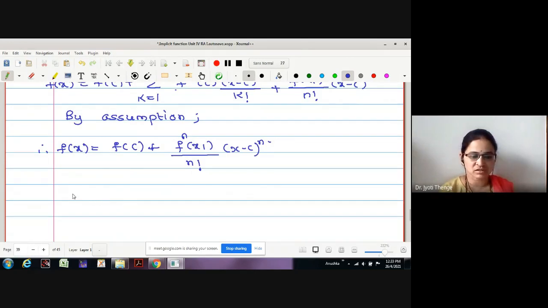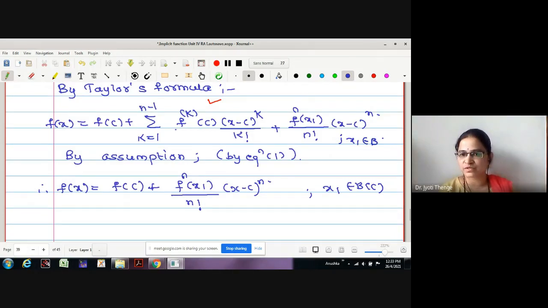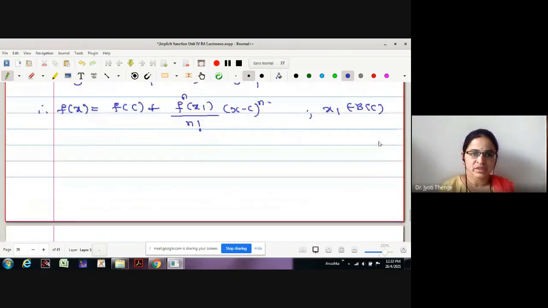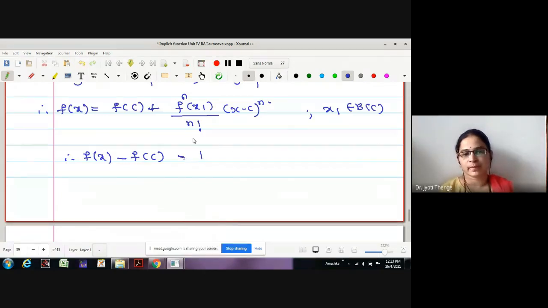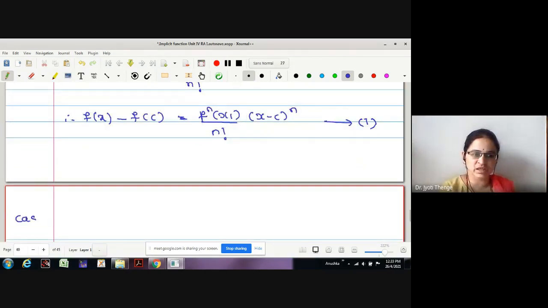Now, by equation number 1, and what about x1? x1 is no doubt an element of the neighborhood near C. Here also I should write that x1 belongs to B(C). Now I can write this as f of x minus f of c equal to f^(n) at the point x1 upon n factorial into (x minus c) raised to n, and let me call this statement number 1. Now we will discuss the two cases, for n even and for n odd.